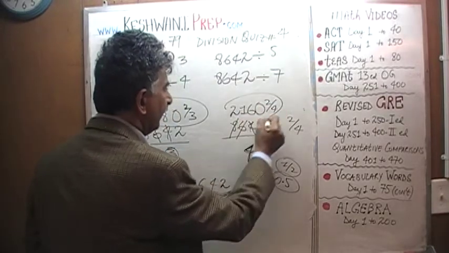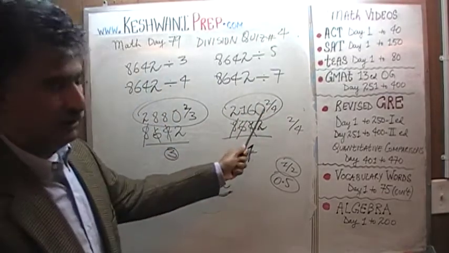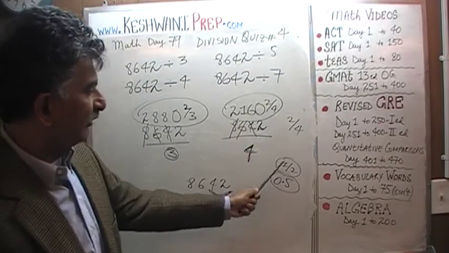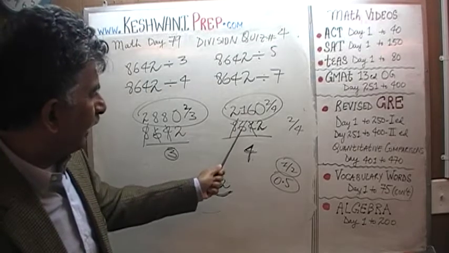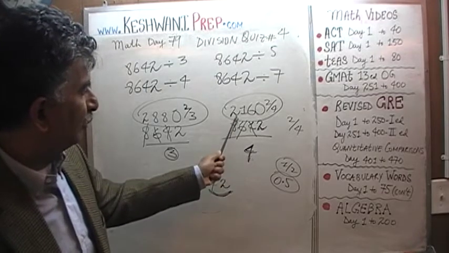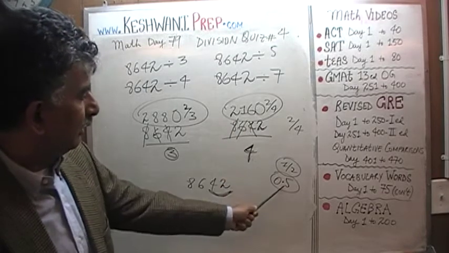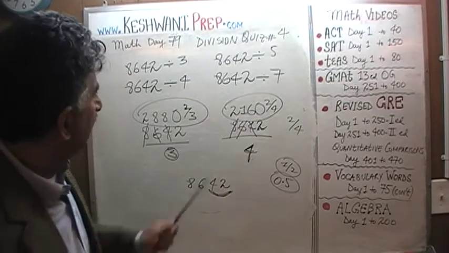The final answer is 2160 and 2/4, but of course 2/4 is the same as 1/2, which is the same as 0.5. So our answer is 8642 divided by 4 is 2160.5. Let's do these two.